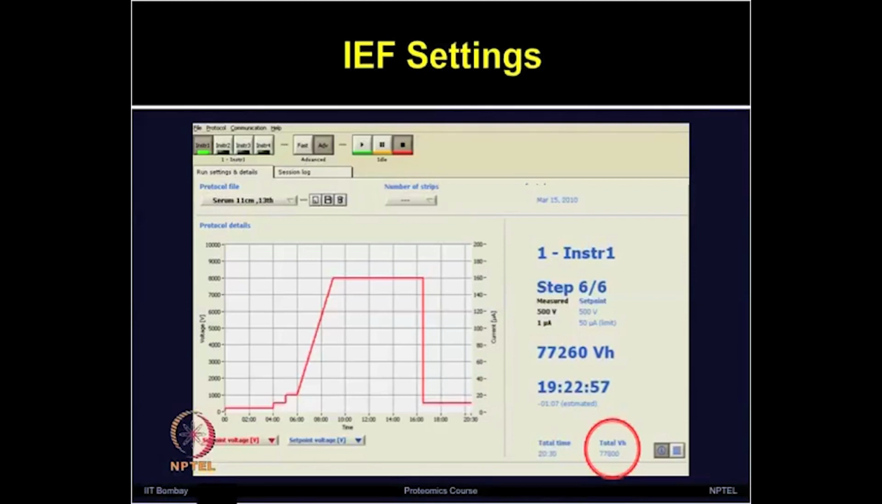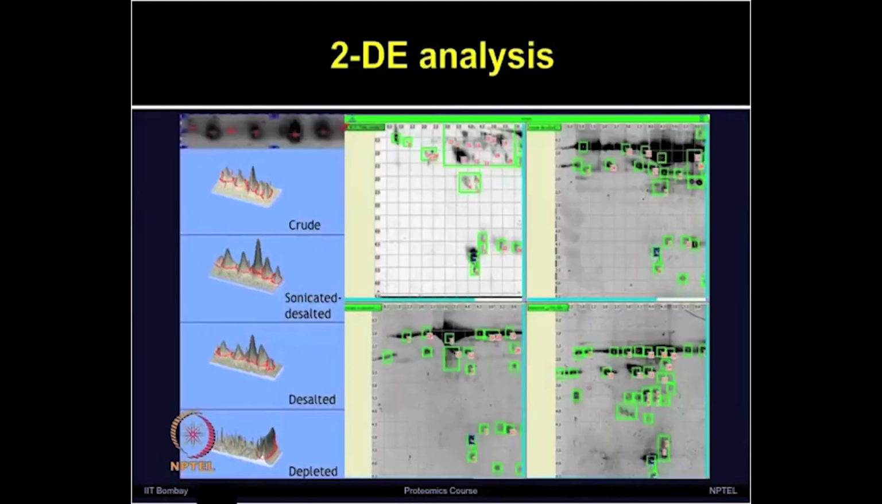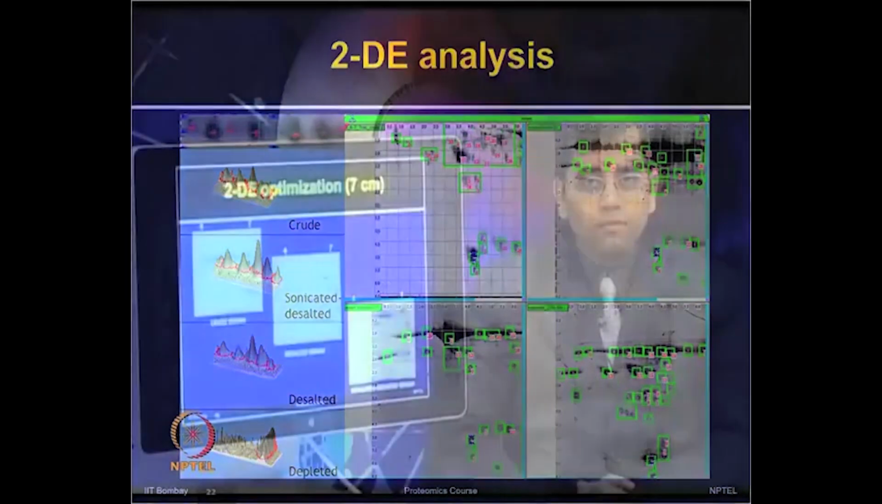So, from the software you can monitor how smoothly your isoelectric focusing is progressing. We tried various types of treatments: crude serum alone, sonicated and desalted, desalted alone, and depleted and desalted, and then tried to compare the effect of these types of processing on overall proteome coverage.